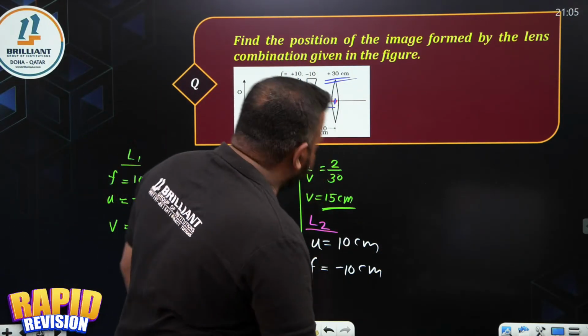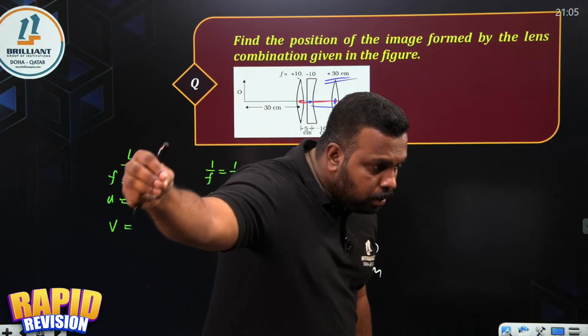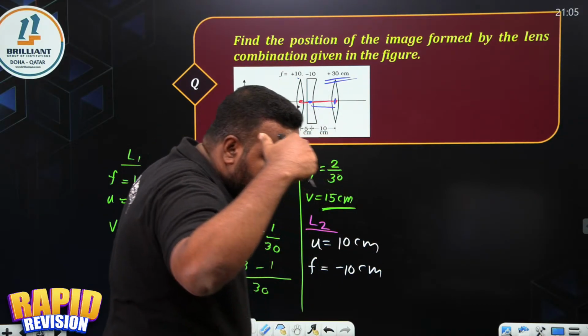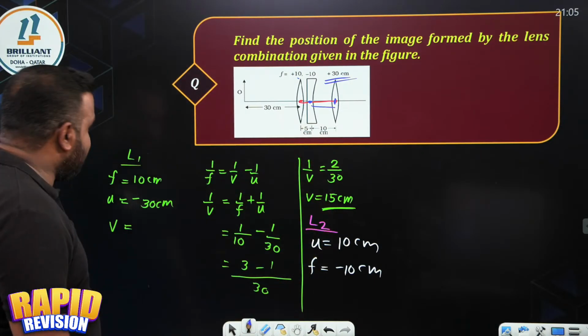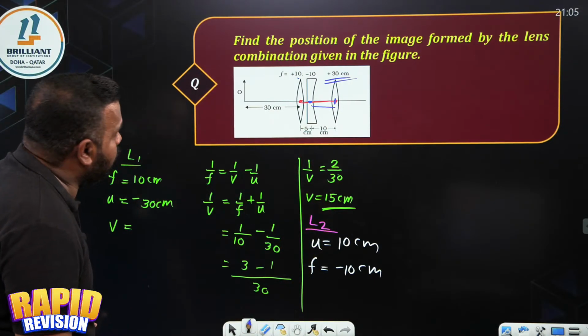Okay, yes. It will be 30 plus 30 only, that you can substitute, you will get it in the mirror formula. Okay, I mean lens formula.